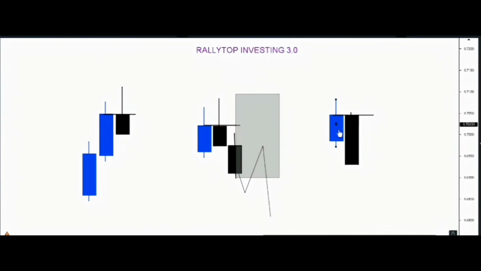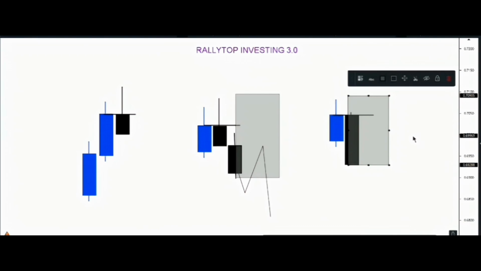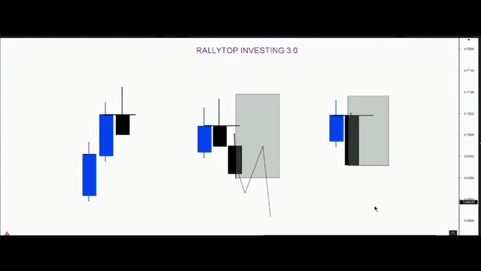But if you have this pattern form, how do you take the trade? The same way. Mark out from this low to this high. Give a buffer to your trade. And you want to wait for the next candle to start forming and go into this before dropping.